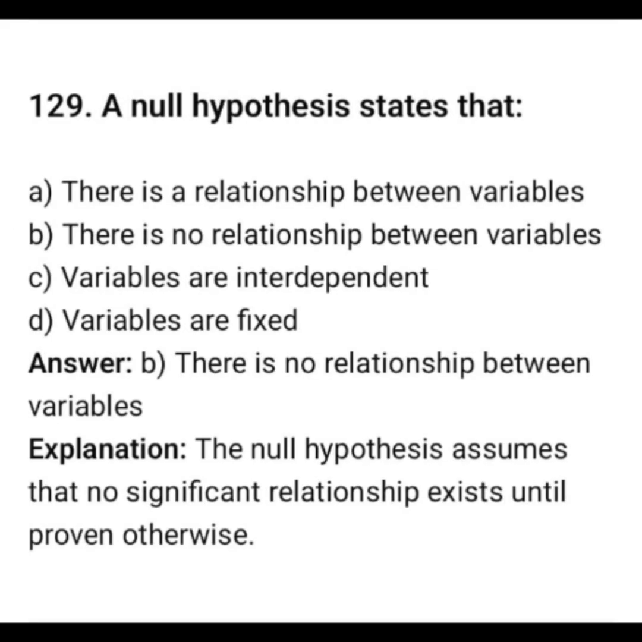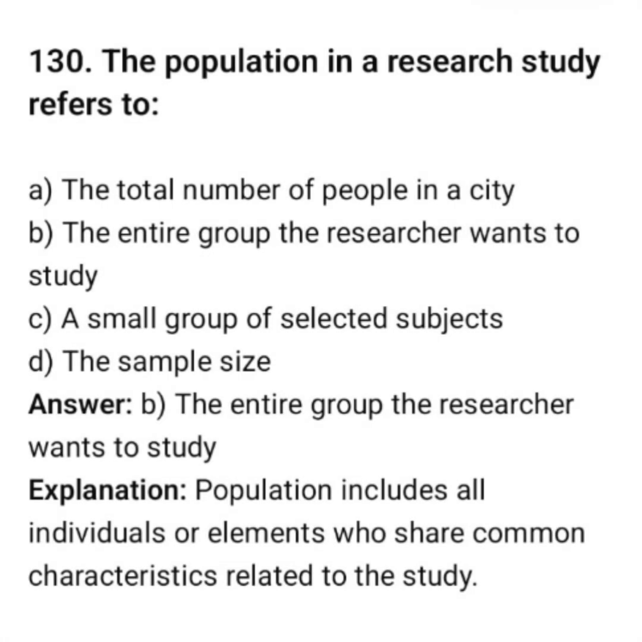A null hypothesis states that there is a relation between variables, there is no relation between variables, variables are interdependent, variables are fixed. The correct answer is option B, there is no relationship between variables. The null hypothesis assumes that no significant relationship exists until proven otherwise.